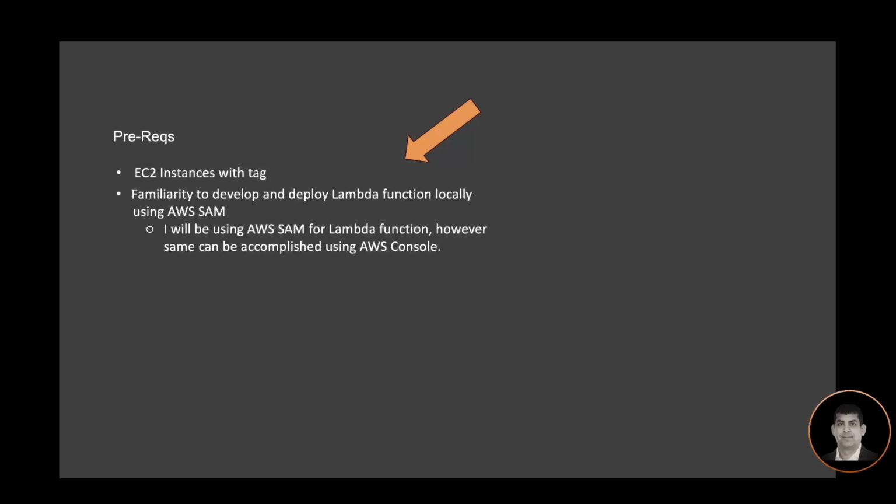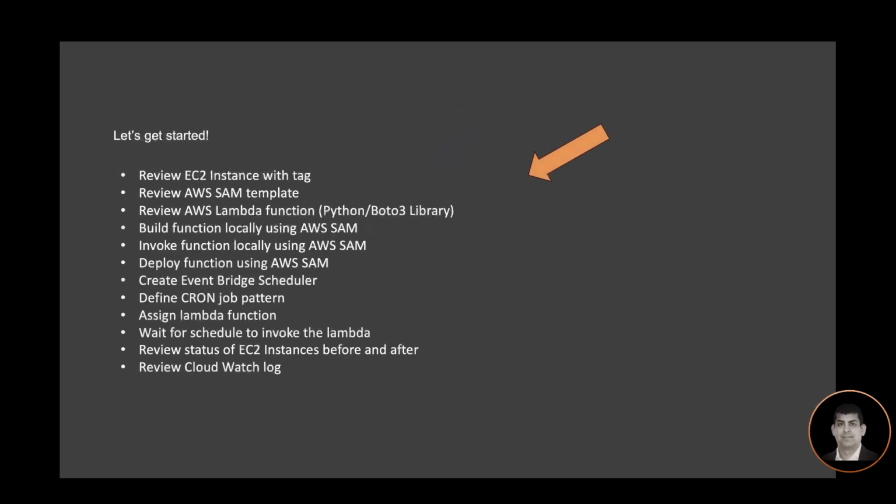For EventBridge, I will use the AWS console to set up the schedule that invokes the Lambda function using a cron job pattern. Let's get started. We're going to review our EC2 instance. We will review the AWS SAM template. We'll also review the AWS Lambda function. We'll build the function locally using AWS SAM. I'll invoke the function locally using SAM. We'll deploy the function to the AWS Cloud using the AWS SAM framework.